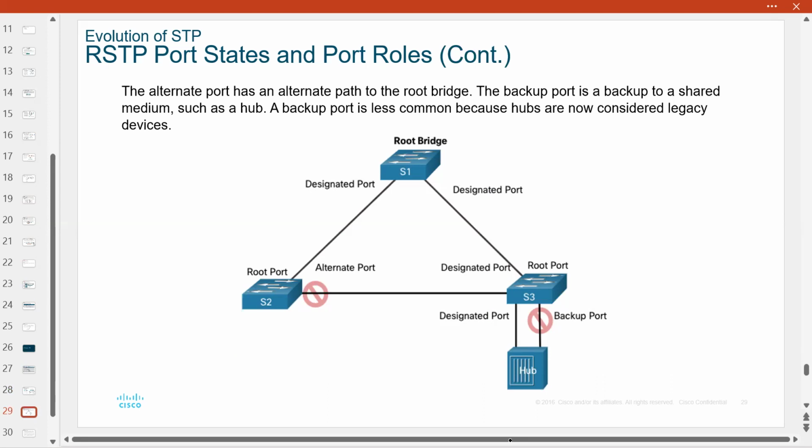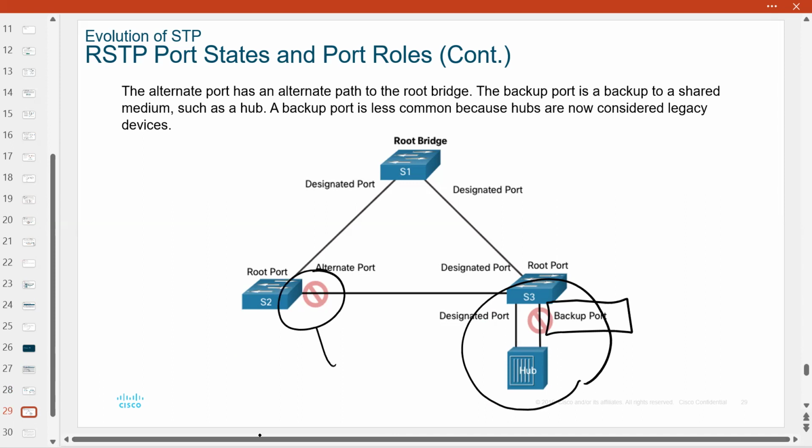So if we have a shared medium, hubs, you cannot have an alternate port. You have what we call a backup port because this is a shared medium. With this type of medium, we have an alternate port instead. You cannot have a backup port here. I think that's the only difference between those two.